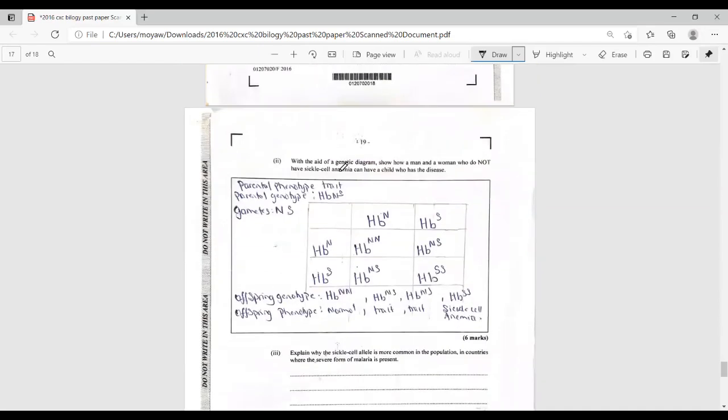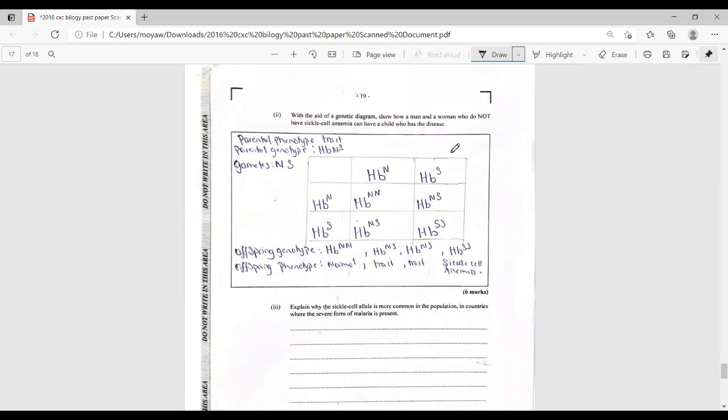So now 2, with the aid of a genetic diagram, show how a man and a woman who do not have sickle cell anemia can have a child who has the disease. For the person to have a child who has the disease, the parents must be carriers. They must carry the sickle cell gene. So the parental phenotype is the trait, because they are only carriers, and we call persons who are carriers people who have the sickle cell trait.